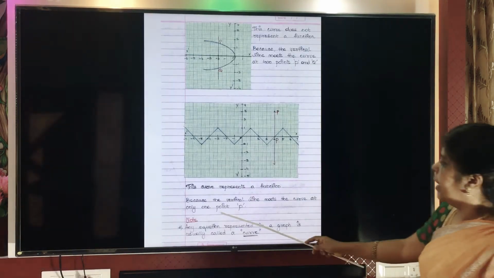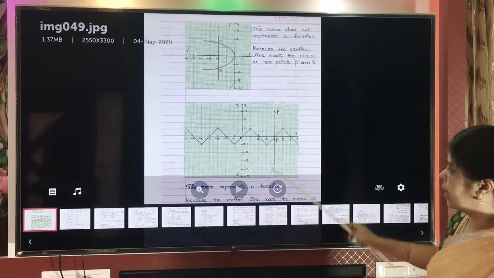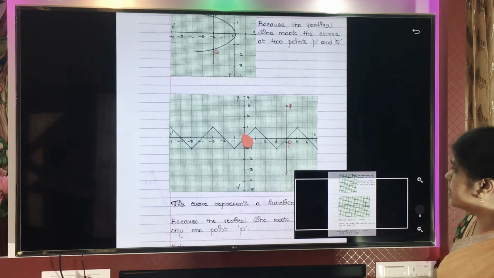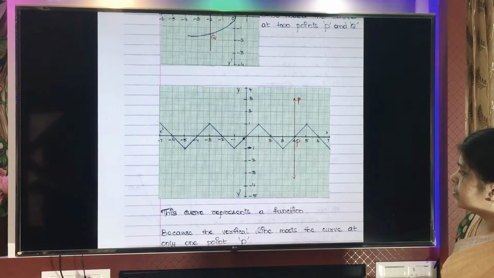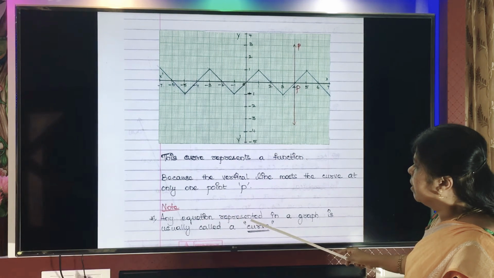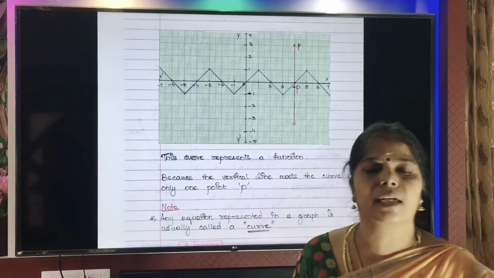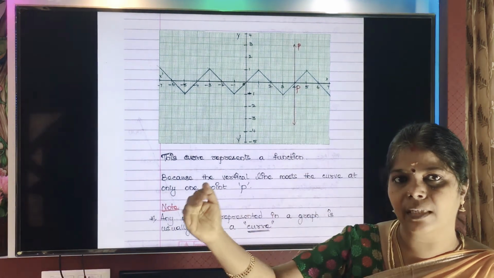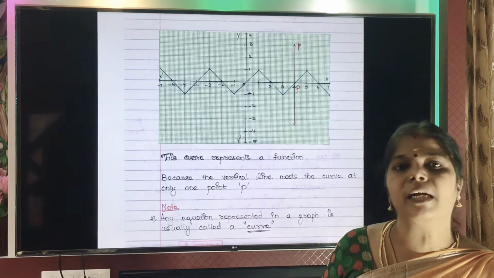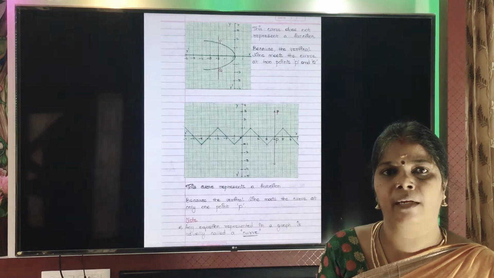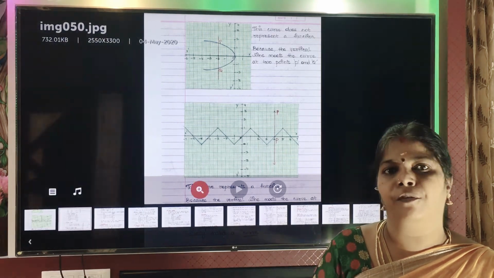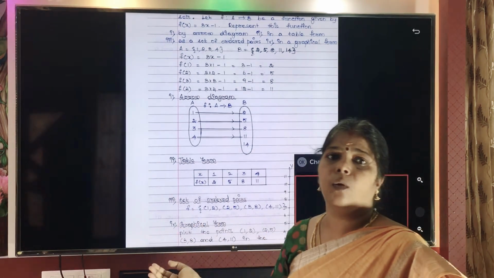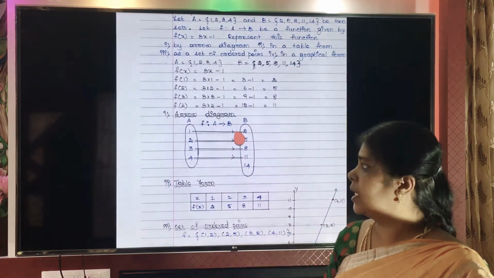Next, I want to discuss this note. Come down. Any equation represented in a graph is usually called a curve. Okay, so we are representing the function in the graph, isn't it? So that will become a curve. So for any algebraic equation, if you get values for the coordinates, then using those coordinates you can plot them in the graph so that you will get a curve.